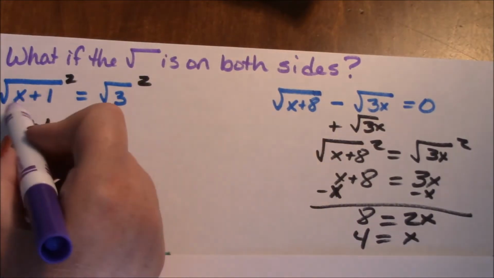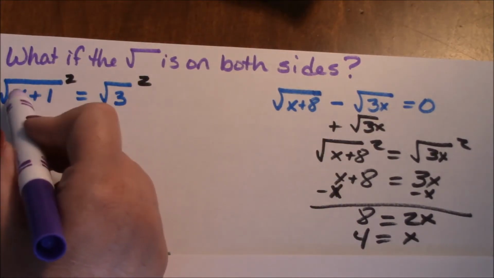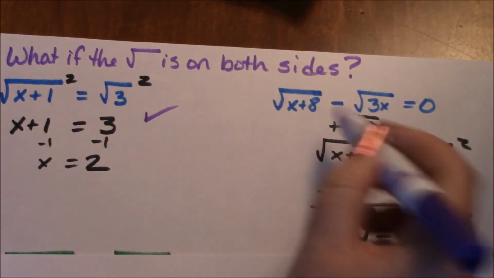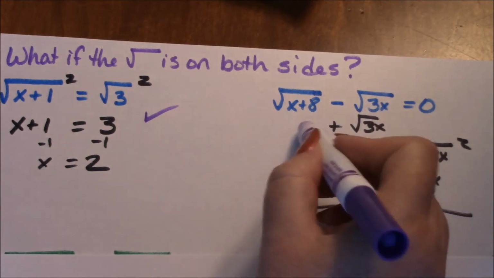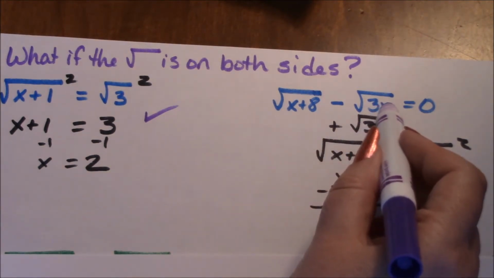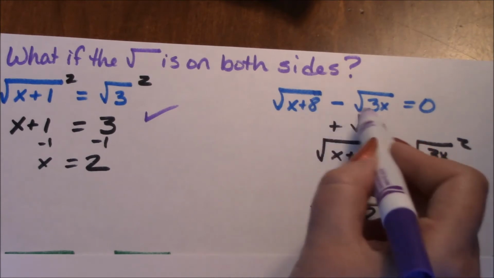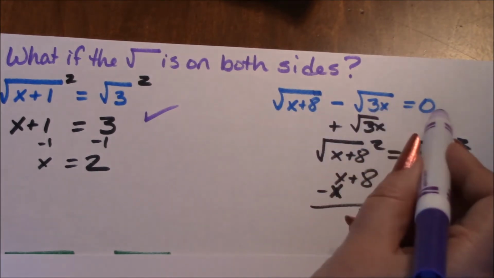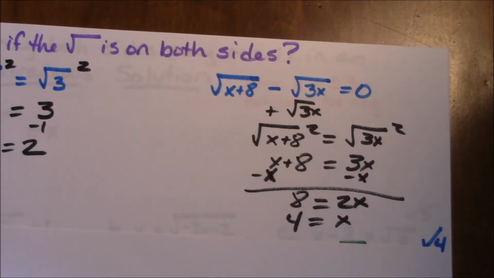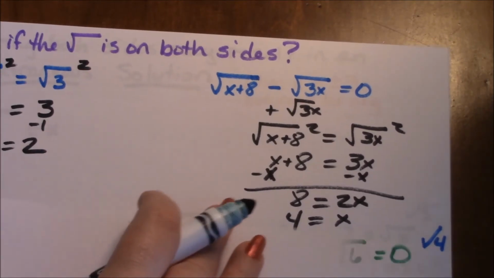If x is 2, then 2 plus 1 is 3, and the square root of 3 equals the square root of 3. That checks. If x is 4, 4 plus 8 is 12, and 3 times 4 is 12. So I've got the square root of 12 minus the square root of 12 equals 0, and that checks. Try Check It Out number 4. Pause here, come back when you're done.